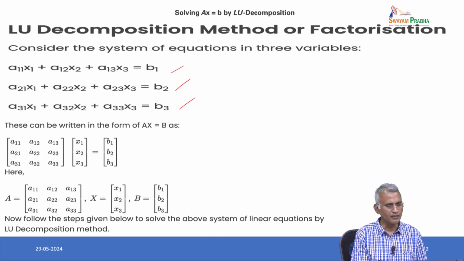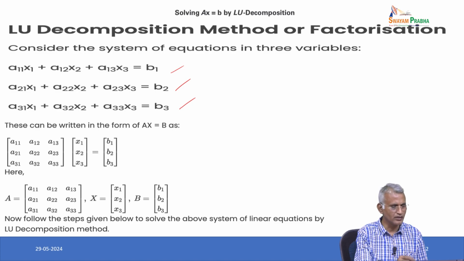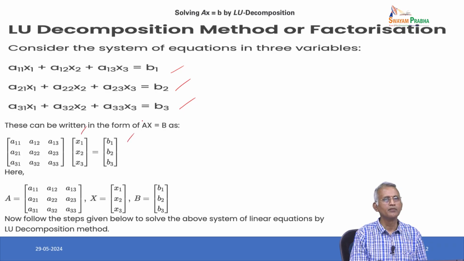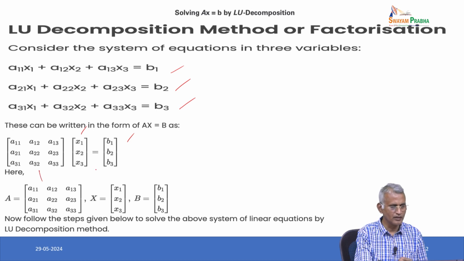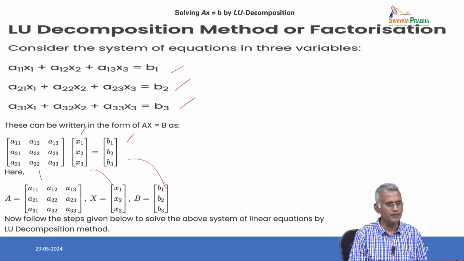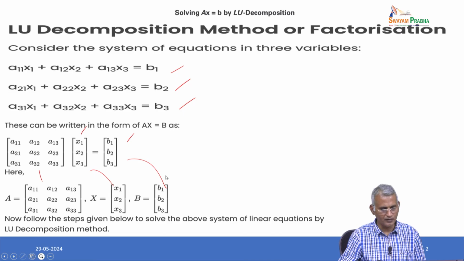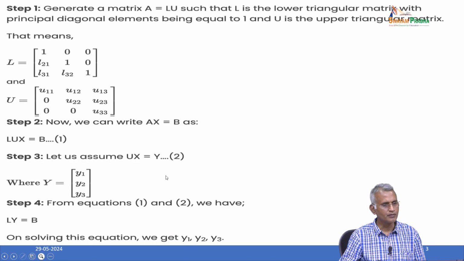Now, we convert into matrix form. So, the matrix is A11, A12, A13, A21, A22, A23, A31, A32, A33 into x1, x2, x3 equal to B1, B2, B3. Here, this is A, this is x, this is B. Now, these are the steps given below to solve the above system of linear equations by LU decomposition method.